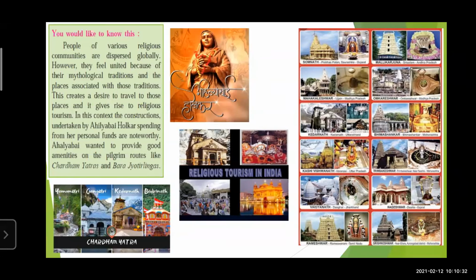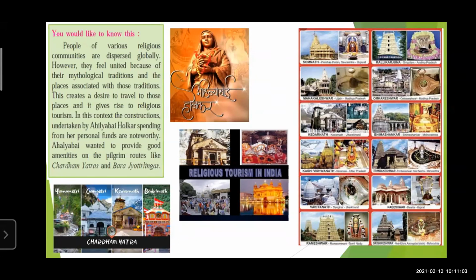We feel united because of this tradition and the places associated with those traditions. This creates a desire to travel to those places and it gives rise to religious tourism. So when we wish to travel to places related to our culture and religion, or to know about them, what does it give rise to?